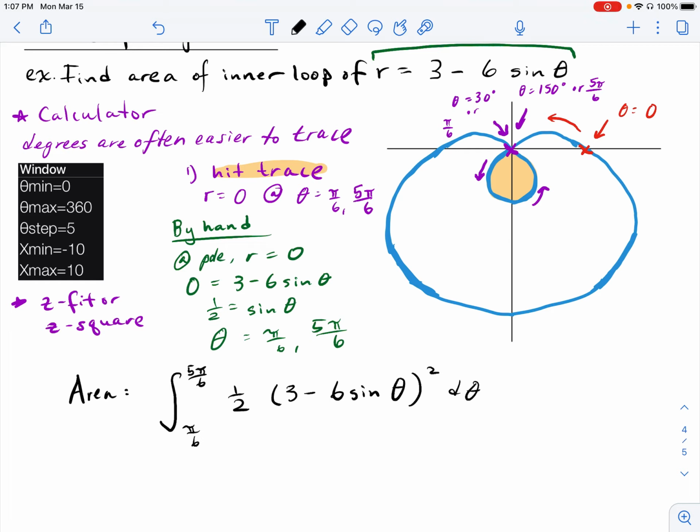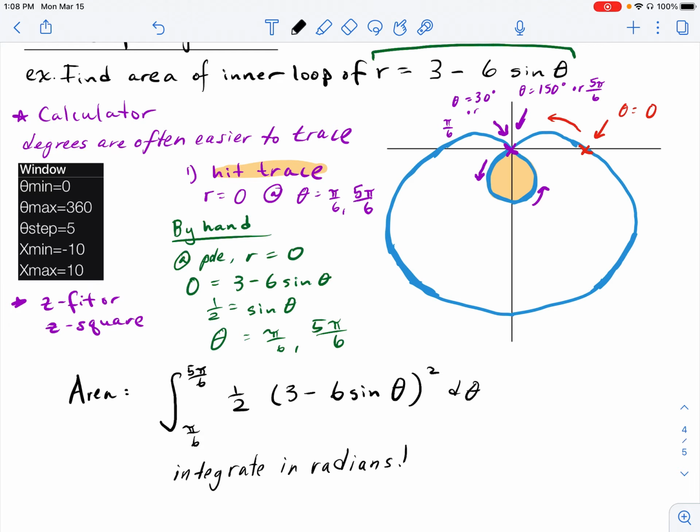Before I calculate this, I'm going to pause and mention a couple things. While I had my calculator in degrees so that I could find my interval of integration, when you are integrating using your calculator, you want to make sure that you are in radians. I want to write that: integrate in radians. This is because when we are integrating with respect to theta, and doing calculus with angles, we want to make sure that we're integrating in radians.